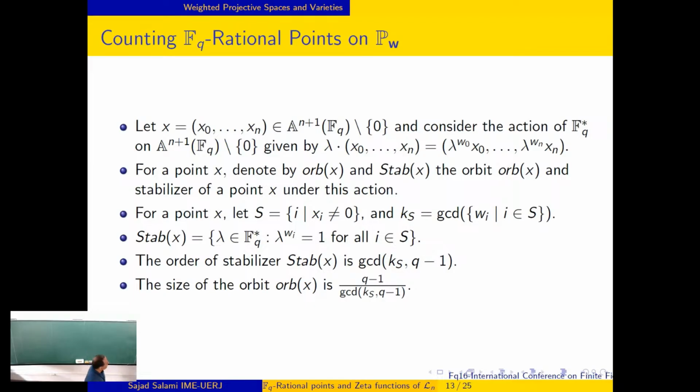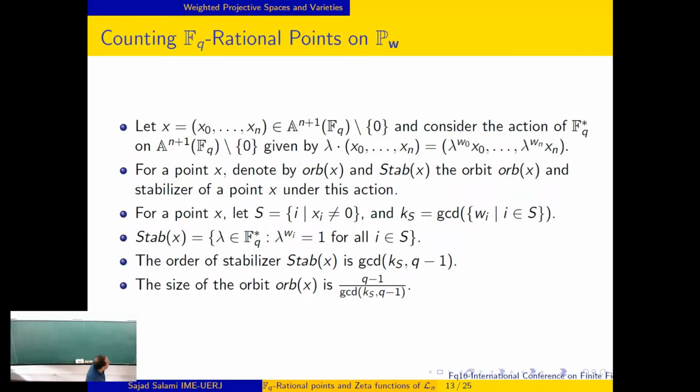So the idea in the first part of our paper is to count the Fq-rational points on this. Let me recall that for any point, the action is defined by the set. So the idea is to use the orbits and stabilizer method to count the Fq-rational points. If we have a point and we define the set of those indices where we have a non-zero coordinate, we define KOS, which consists of those weights wi that belong to this. Then the stabilizer is given by the non-zero lambdas in the base field that satisfy these equations for all i's. So the order of this stabilizer is given by this number, the GCD of KOS and q-1.